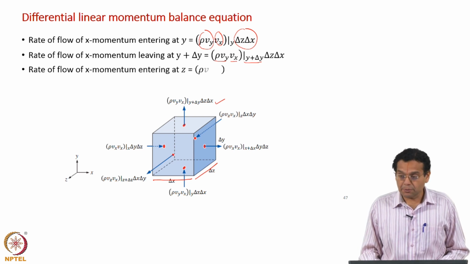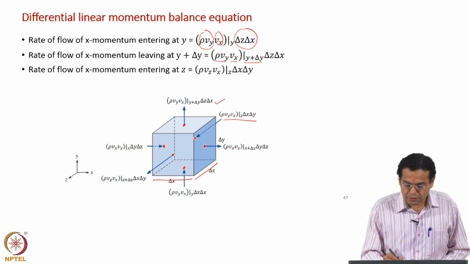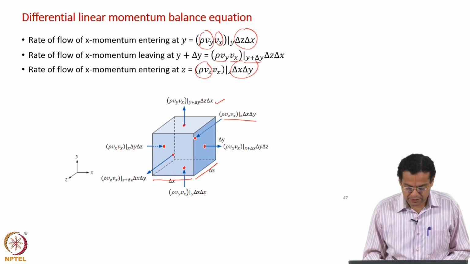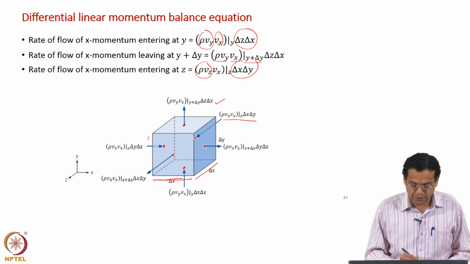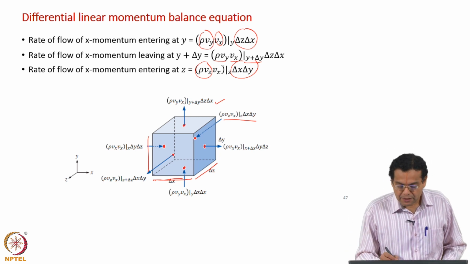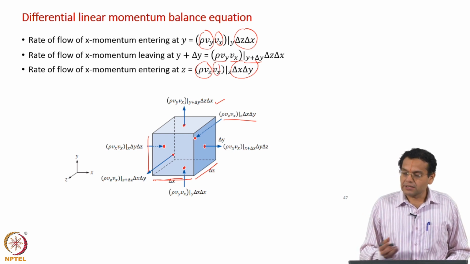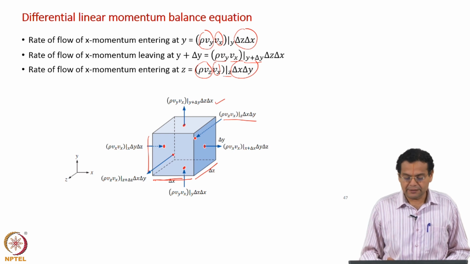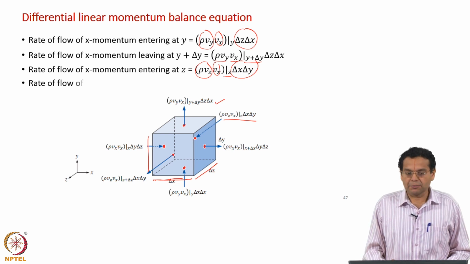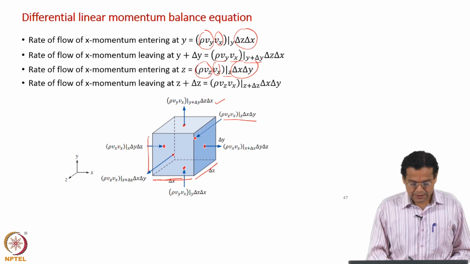So, rate of flow of x momentum entering at z is rho Vz delta x delta y, the area is delta x and then delta y, that represents the mass flow along the z direction, because interest in x momentum, multiplied by Vx. Now, the velocities can vary with space, that is why evaluated at z. Similarly, rate of flow of x momentum leaving at z plus delta z is rho Vz Vx evaluated at z plus delta z.